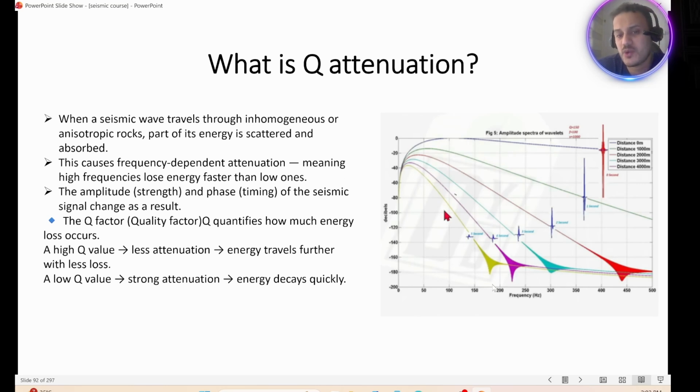So we have the frequency and we have the distance. When the distance increases, the frequency will decrease, and the amplitude also will decrease.